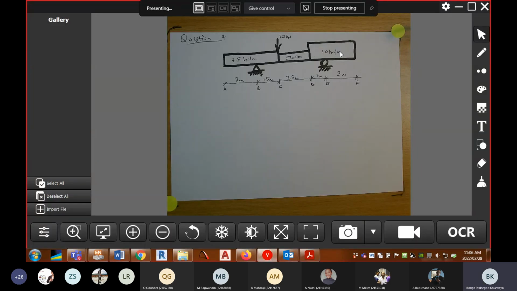Right, so I've got it in front of you, where I'll be doing the actual calculations. What we need to do here is to calculate the support reaction.